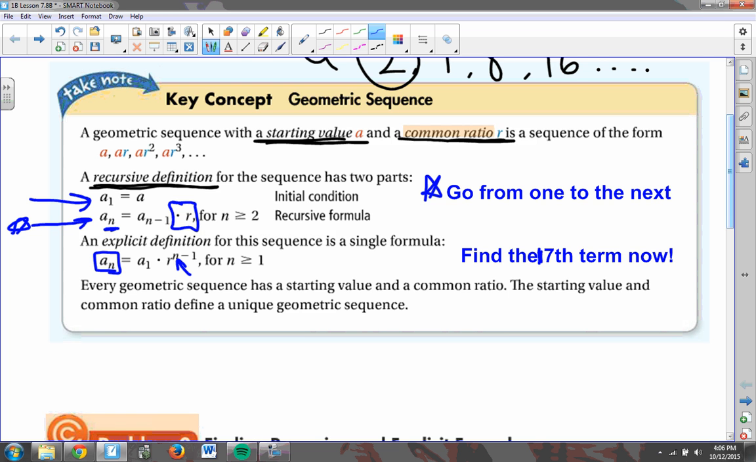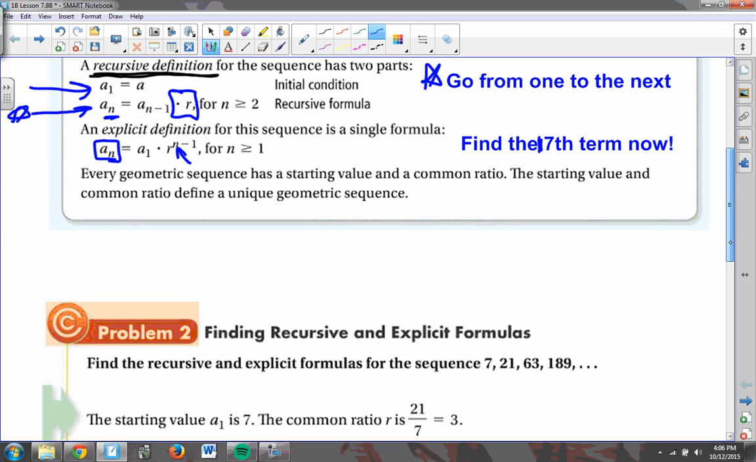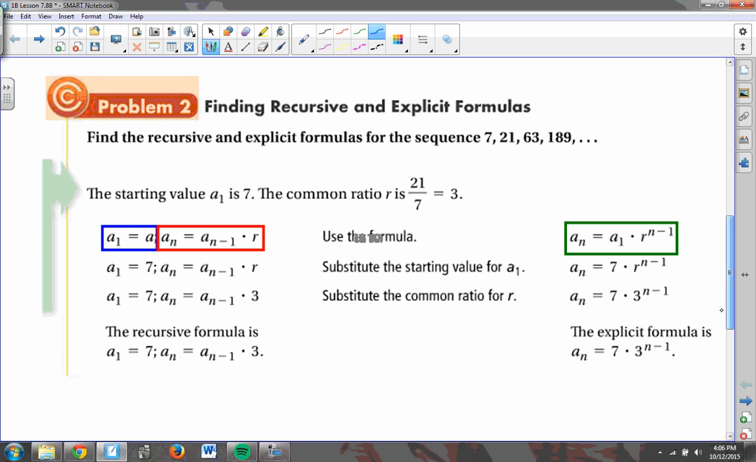Now, our job in our practice problems is going to be creating these formulas given a certain geometric sequence. So, for example, let's look at this sequence right here. 7, 21, 63, 189, and so on and so on and so on. Okay? We know that our starting value is just this first term right here. Starting value is 7.